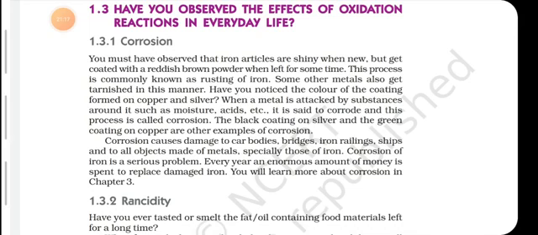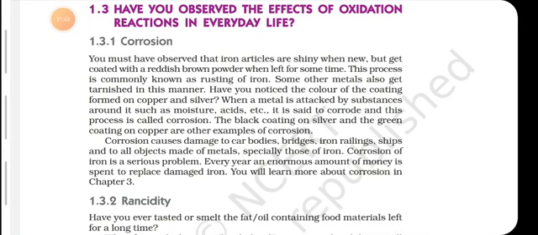Please now tick the points that the black coating on silver and the green coating on copper are examples of corrosion. So we have known that iron turns brown or reddish brown, silver turns black, and a green color is formed on copper substances.